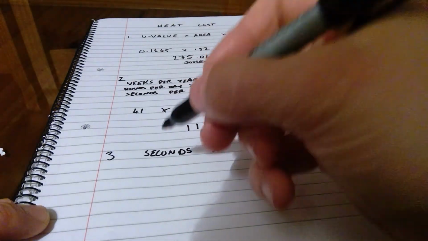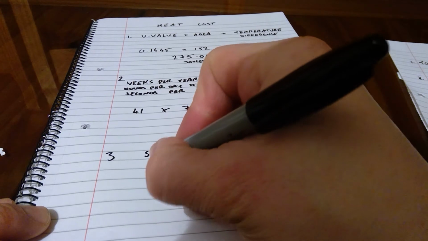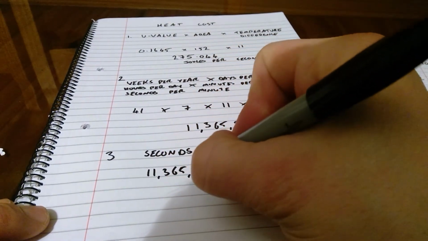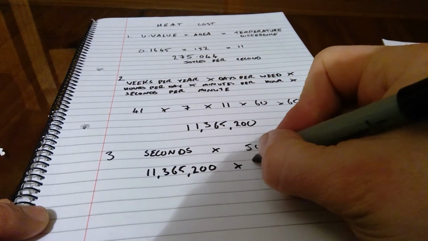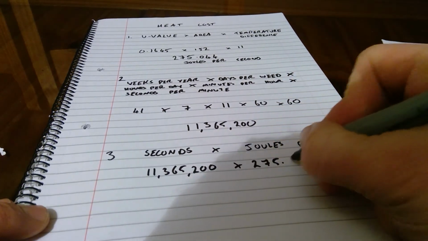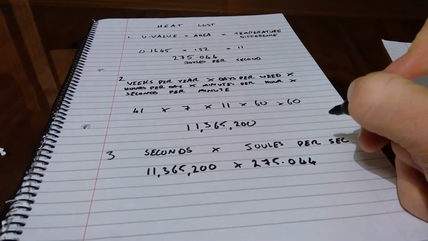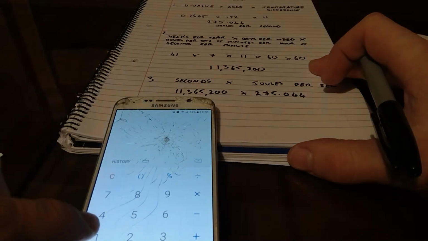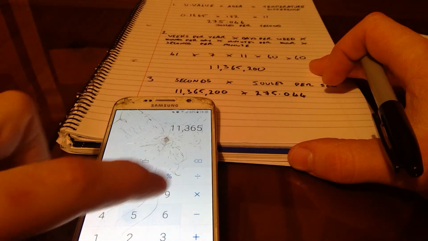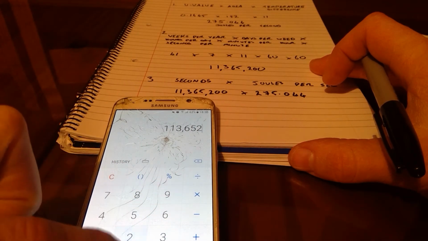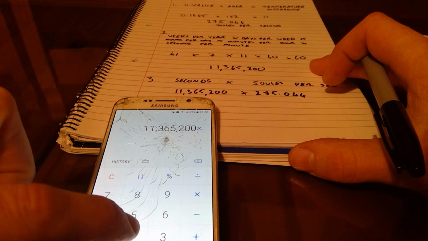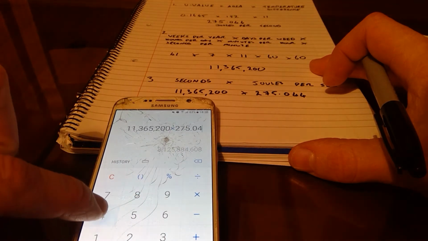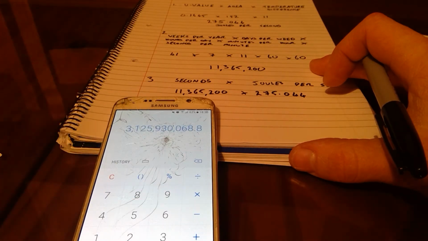Okay, that basically is 11365200 multiplied by 275.044. We get our calculator: 11365200 multiplied by 275.044. That will give us a full answer there.